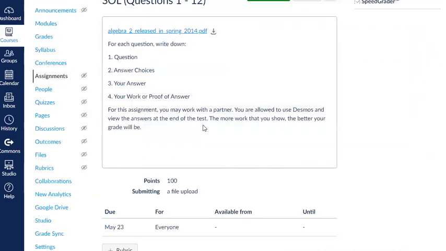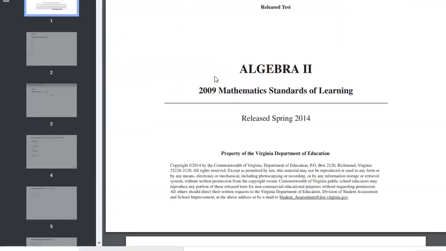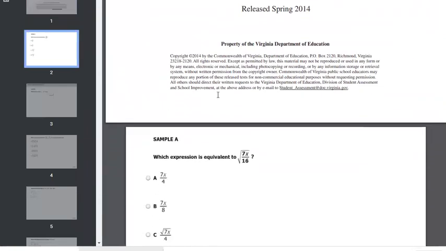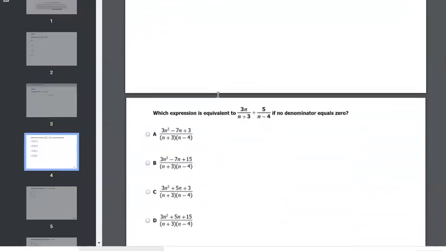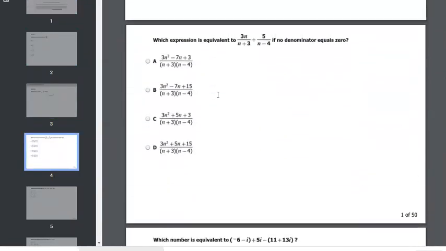Once you do that, you'll be brought to this page. You can click on the blue link at the top, or you can click on the down arrow. That'll download it directly to your downloads folder. So when I do that, I open it up and I get this. We're going to scroll down to question number 1 and we're going to get started there. No need to do the sample questions unless you really just want to.